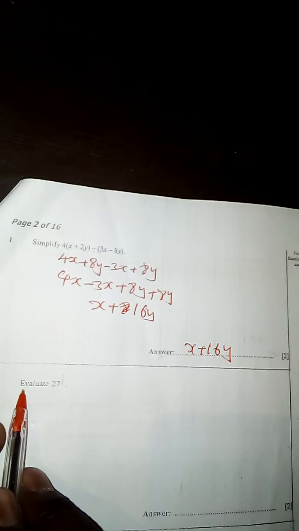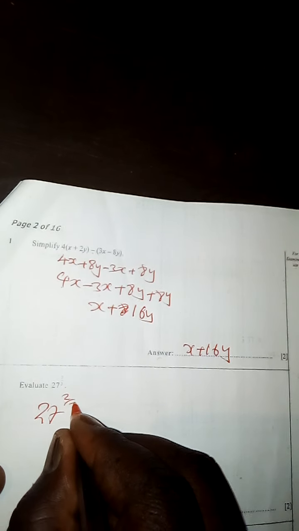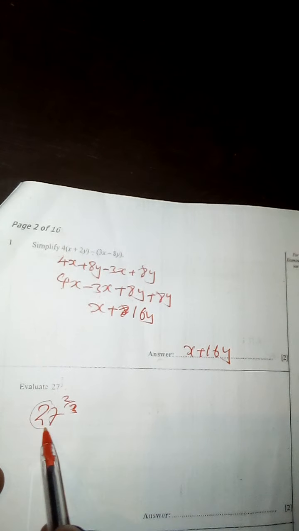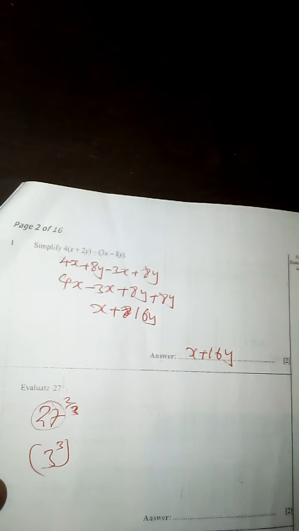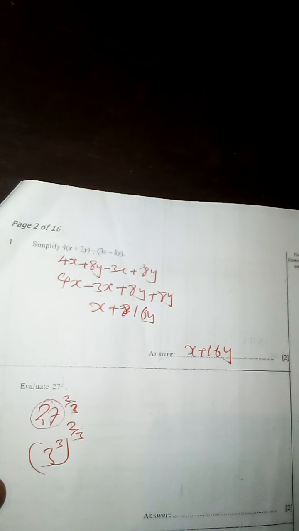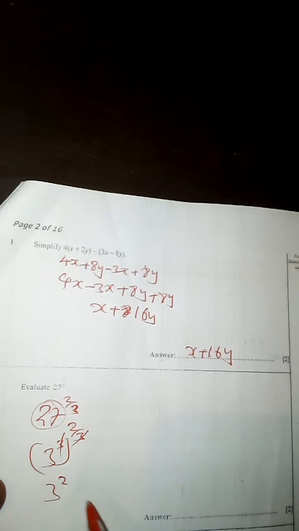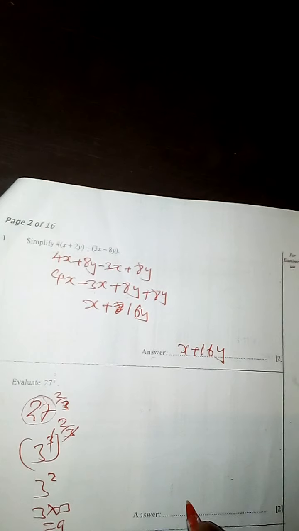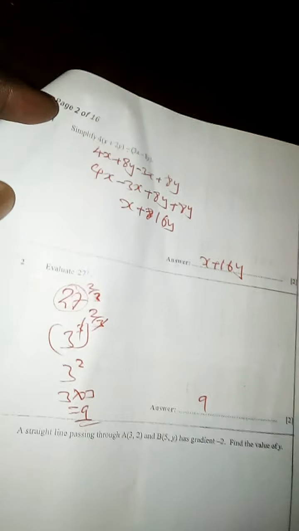Question 2, evaluate. To evaluate means to find the answer. We have 27 to the power 2 over 3, so we need to simplify this. 27 is 3 to the power 3, then to the power 2 over 3. You cancel the 3s, remaining with 3 to the power 2, which means 3 times 3, equal to 9. So the answer is 9, and you get another 2 marks.